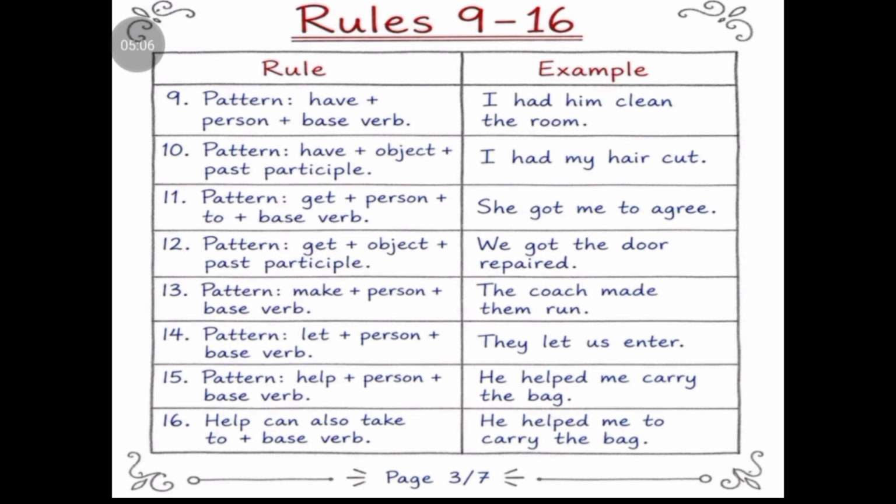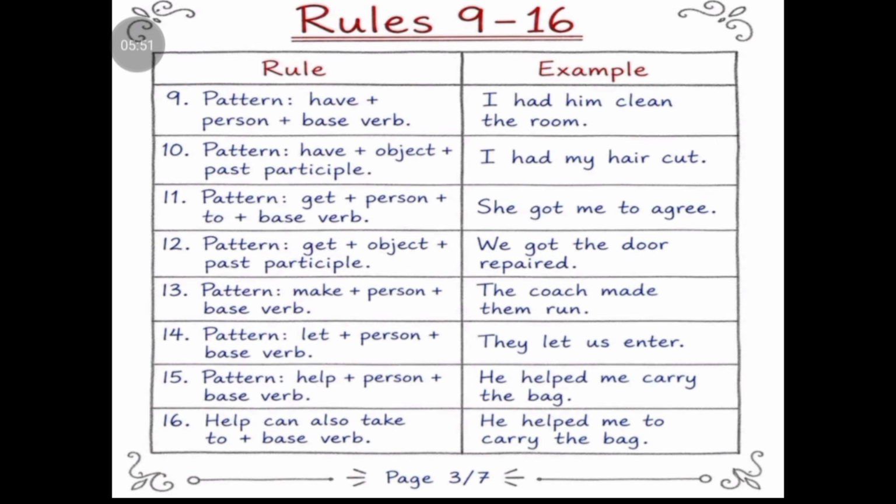Number 13, pattern: make plus person plus base verb. For example, the coach made them run. So made is the form of the verb make, and then the person, them, and then the base form of the verb is run. Number 14, let plus person plus base verb. So these ones are used according to meaning as we discussed earlier. They let us enter. So let, and then us is the person, and then the base verb is enter.